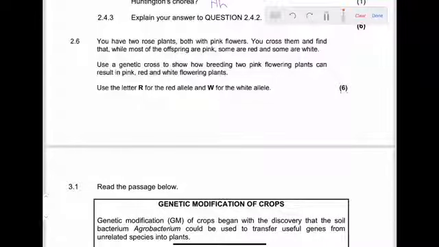You have 2 rose plants, both with pink flowers, and you cross them to find that while most offspring are pink, some are red and some are white. Okay, the fact that there's pink immediately tells you that we are looking at a blended phenotype, and so incomplete dominance. Use a genetic cross to show how breeding 2 pink flowers can result in pink, red, and white flowering plants. Use the letter R for red and W for white.